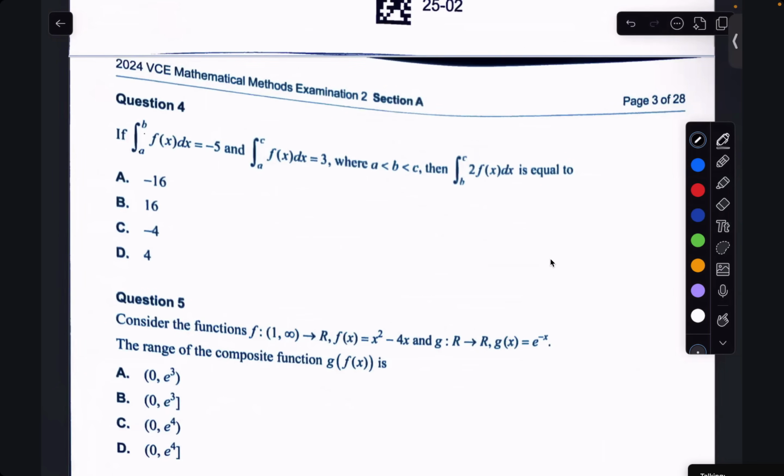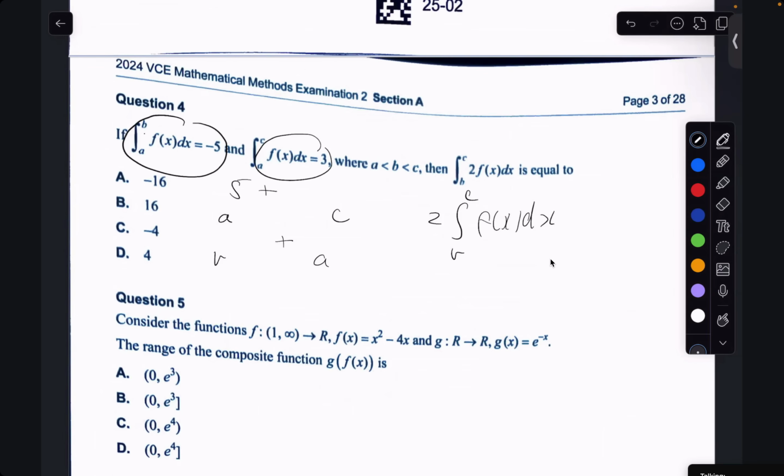So for this question, what's going on? We've got this definite integral and this definite integral, and we want to know from b to c of 2 times that, so that's 2 times b to c. Now b to c is the same as b to a plus a to c, and b to a is just negative that, plus a to c is that, so 8 times 2 is 16.